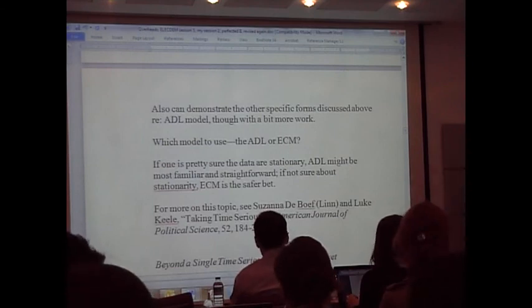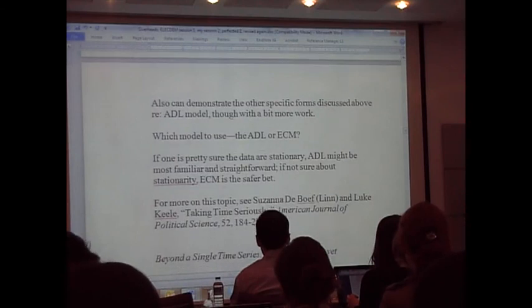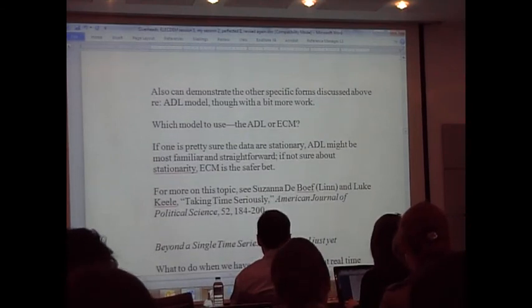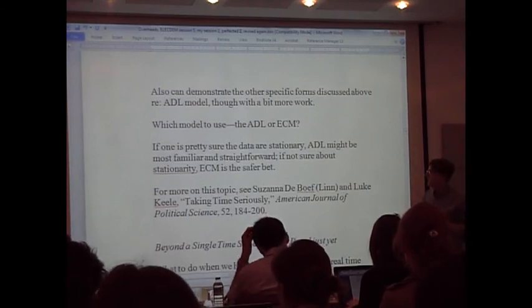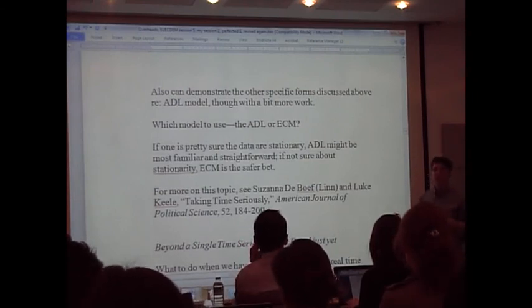If you do the ECM, you see right away whether you need it or not. And if you don't need it, just go to the ADL. And that's really, really useful. So ADLs and ECMs are general modeling strategies. The whole point of this is you don't have to settle things by assumption. You get it empirically.